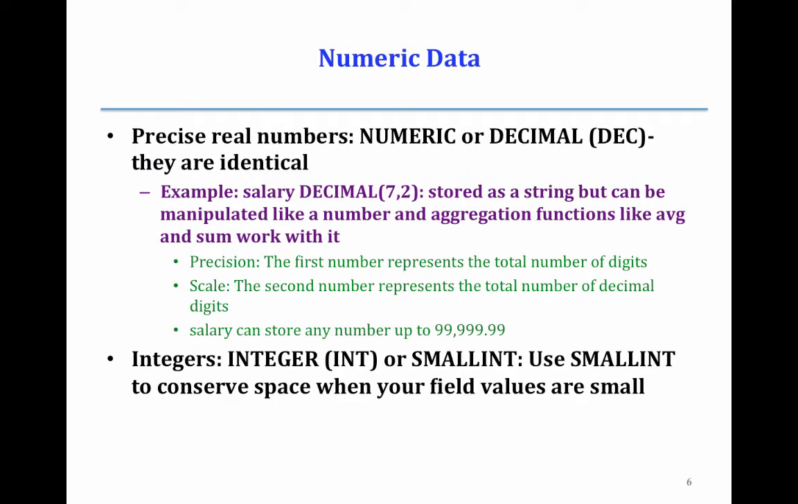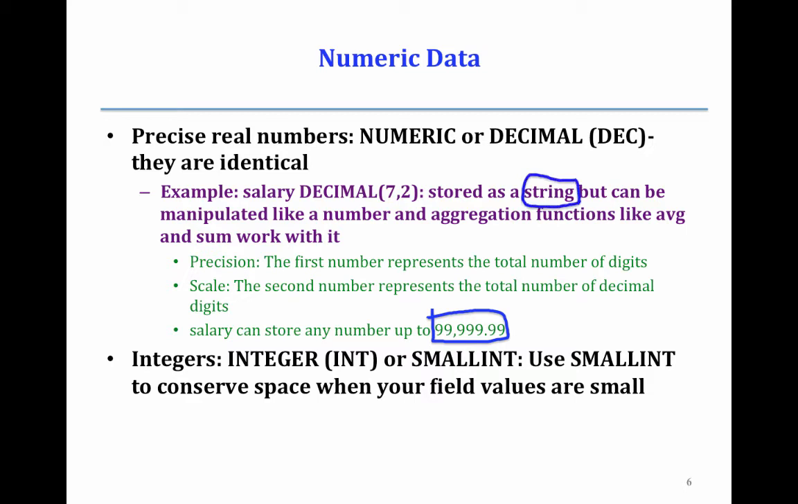Okay, and then, as I said, you can get precise floating point numbers. You can, for example, say that a salary is decimal 7, 2, which means that there are 7 total digits. So this is saying that the salary can store any number up to 99,999 and 99 cents. So 7 total digits, 2 after the decimal point.